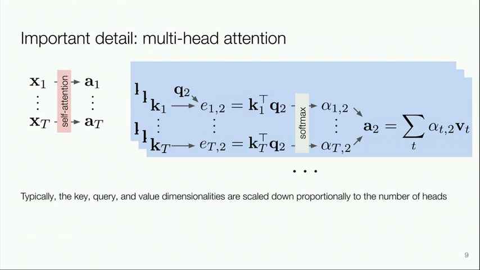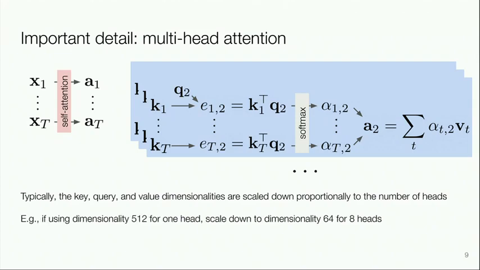An important detail about multi-head attention is that typically we're going to scale down the D, the dimensionality of the key, query, and values, in proportion to how many heads we have. For example, if I had one head before and I was doing 512 as my D, then when I go up to 8 heads, like 8 different attention modules in parallel, I'll scale that down to D equals 64 in order to keep the computation budget roughly the same.